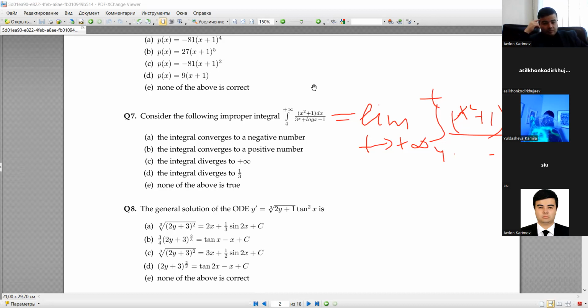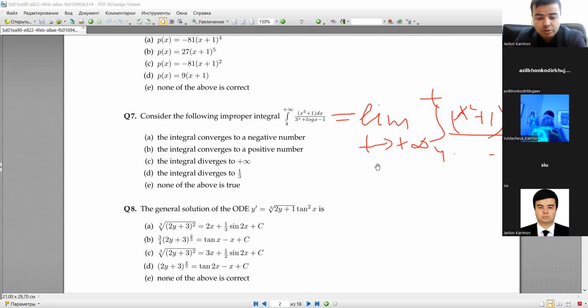Okay, so for example, can we replace logarithm x with another function, as x tends to plus infinity, from 4 to plus infinity? And okay, we will do it.